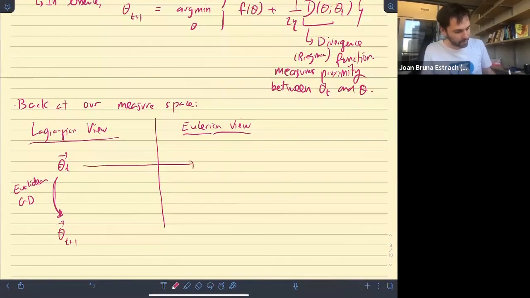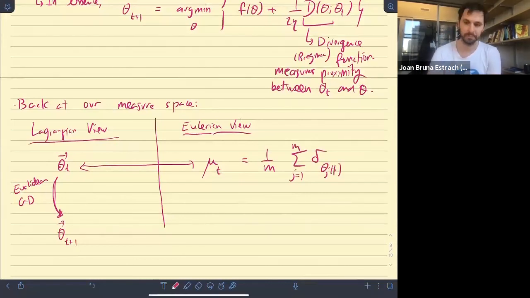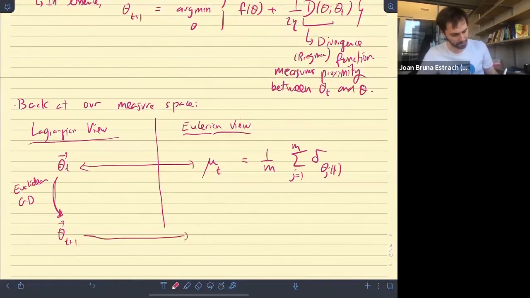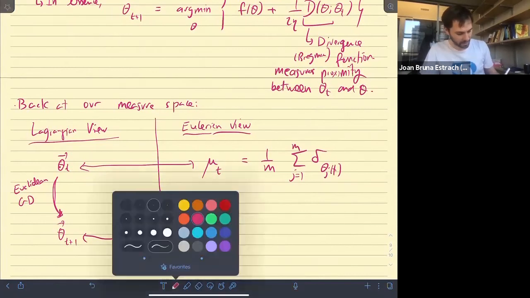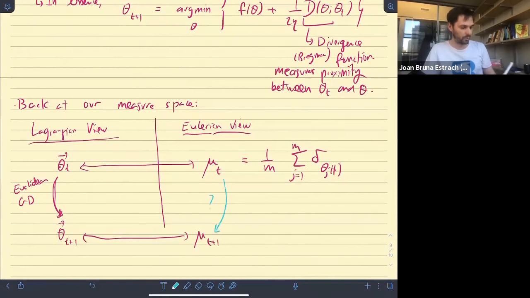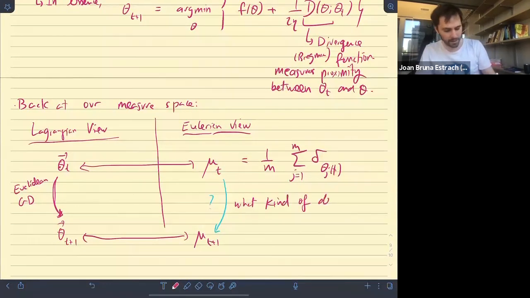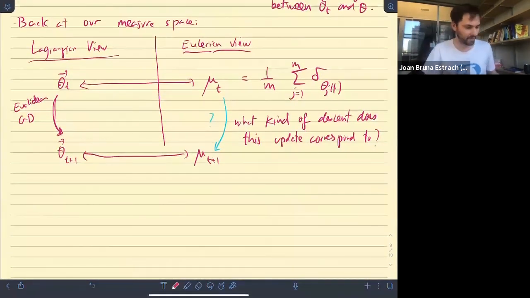We also have seen how to associate to every state of the system a corresponding description in terms of the measure, mu t, which is 1 over m, the sum from j equals 1 to m of the Dirac at theta j of t. So we can do that here, and we can also define t plus one accordingly. Now the question that I ask is: what kind of descent does this update correspond to?